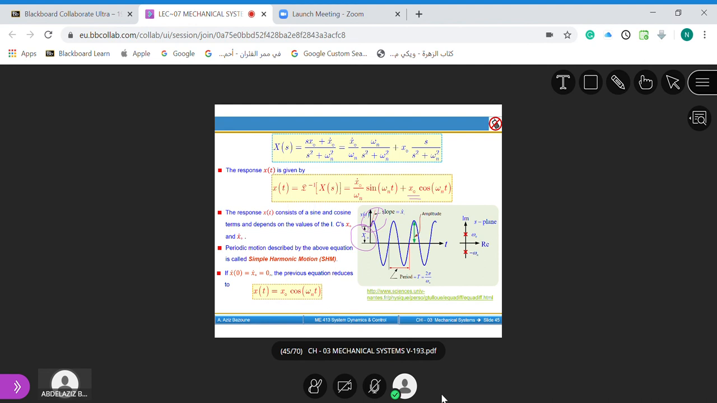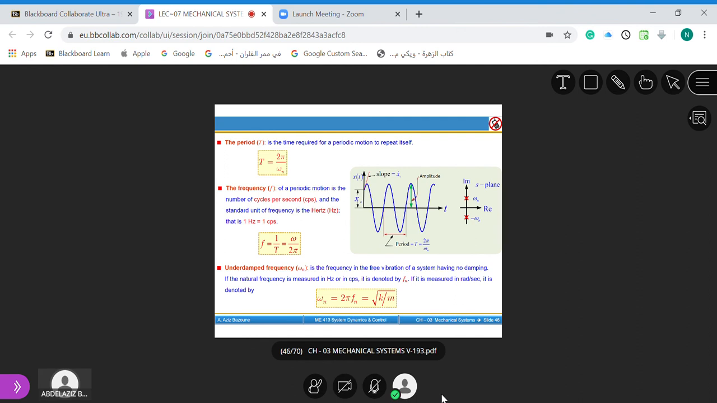Is it clear? So this is the solution for this second order differential equation. Sometimes it's called simple harmonic motion because it includes harmonics of omega n.